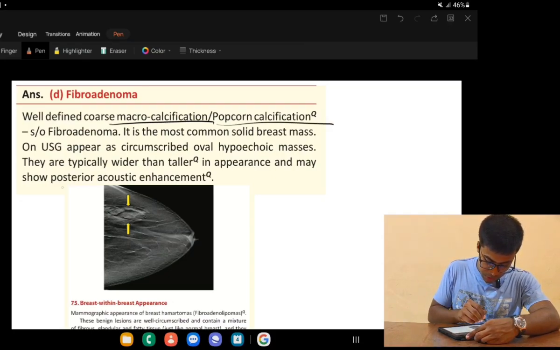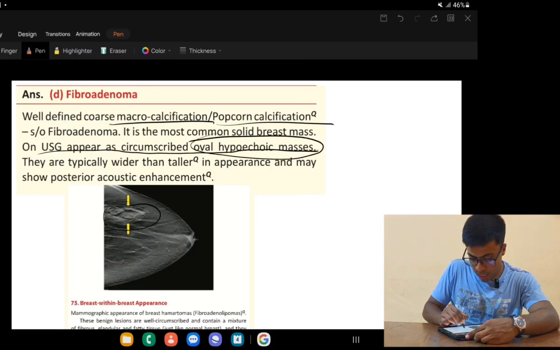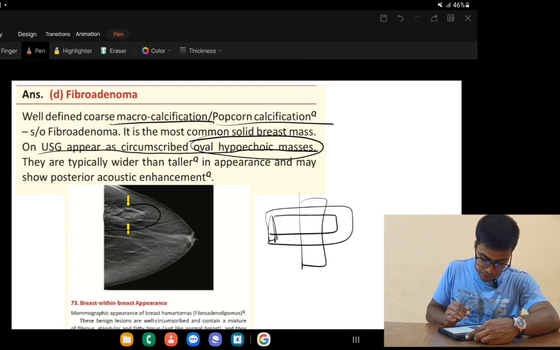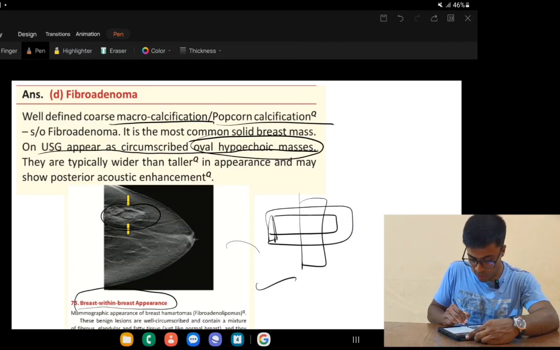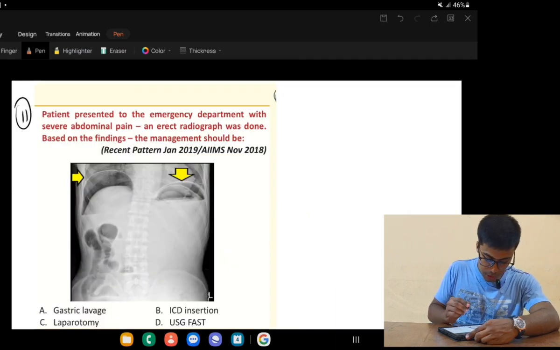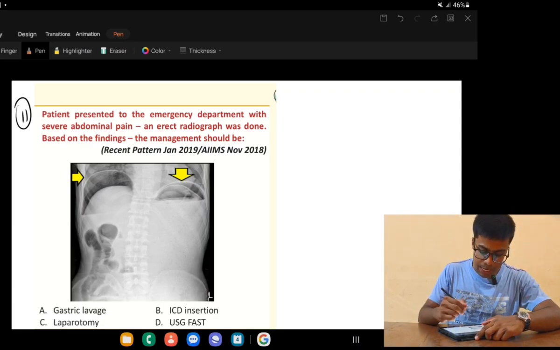Popcorn calcification is the keyword here, and on ultrasound it will appear as a circumscribed oval hypoechoic mass. Typically it will be wider than taller. So it's a fibroadenoma. Breast within breast appearance: this is a breast and within it a breast. That's it. Done. Next question: a patient presented to the emergency department with severe abdominal pain, and an erect radiograph was done.